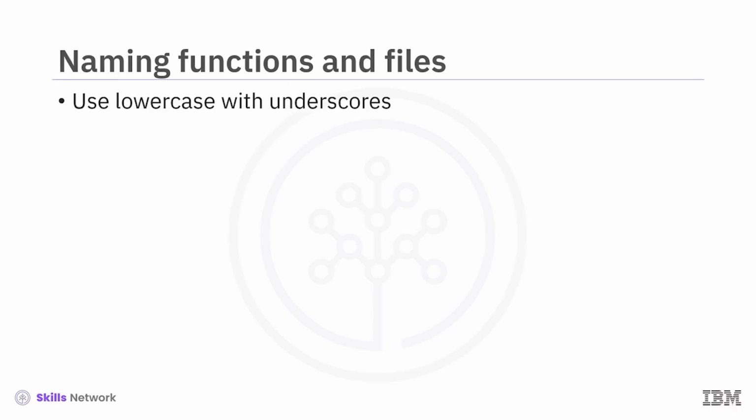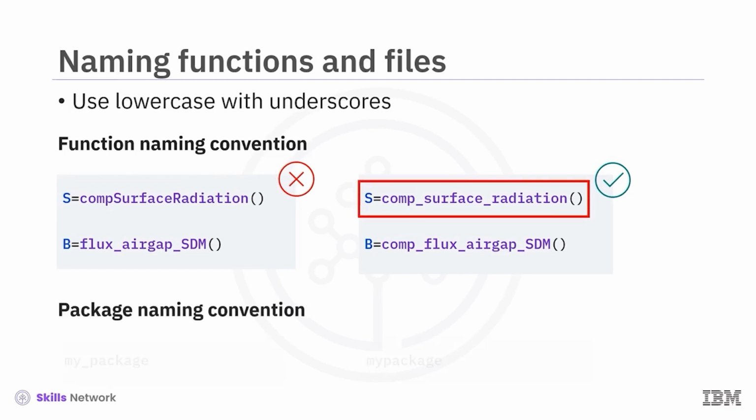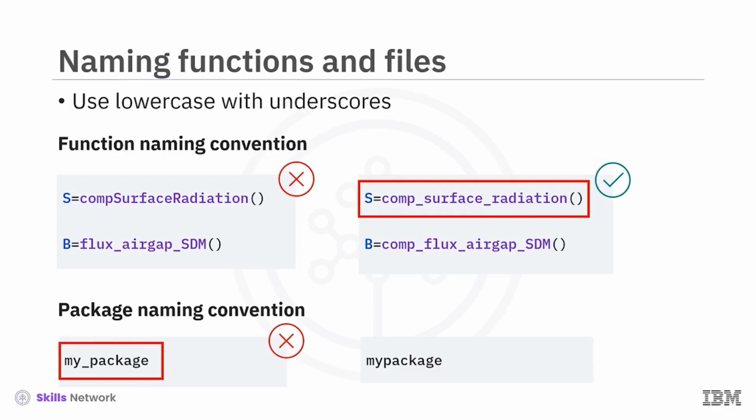Wondering why? Python uses the naming convention and has many built-in libraries and predefined functions that use the common naming conventions. Therefore, using a lowercase function name, preferably with underscores, is advisable to make the functions unique. For example, instead of writing function name as compSurfaceRadiation, with capital S and capital R, write comp_surface_radiation. An exception to the rule is the naming criteria for Python packages, where underscores are generally discouraged. For example, instead of writing my_package, write myPackage.